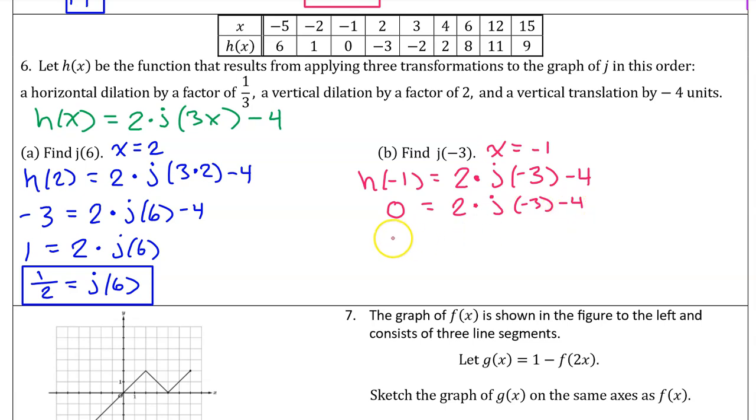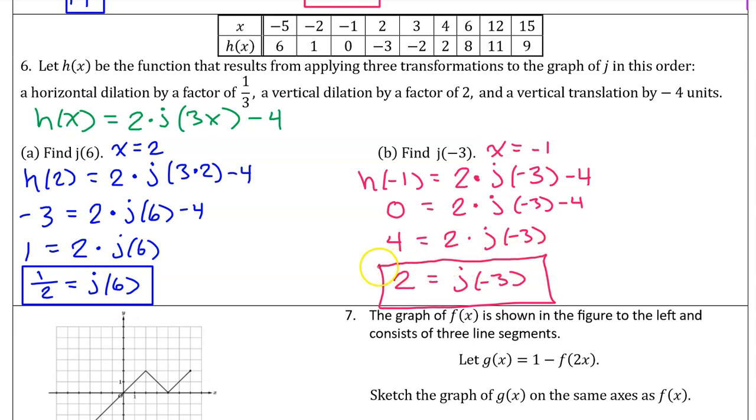Adding 4 to both sides, we get 4 is equal to 2 times j at negative 3. And dividing both sides by 2, we get 2 is equal to j at negative 3. So that's the answer to part B.